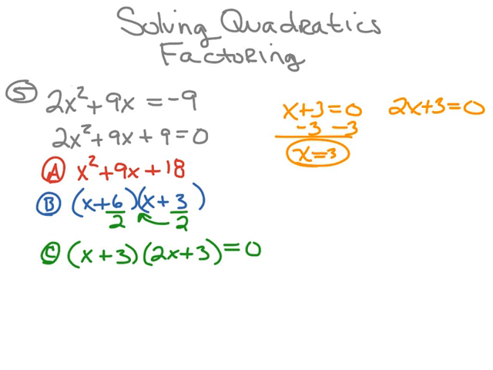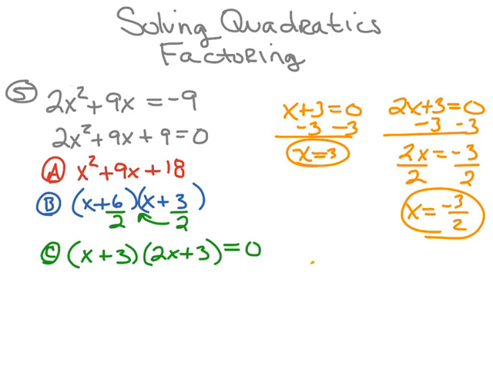Go over and solve for the other x. Start by subtracting 3. 0 minus 3 is a negative 3. Divide by 2. And we end up with a negative 3/2. So the two solutions are negative 3 and negative 3/2.